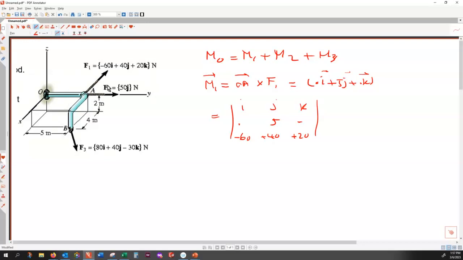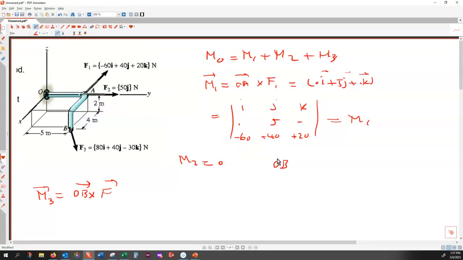And yeah, either way, here you can calculate M1. What about M2? M2, I know that this is 0 because F2 is passing through O. That is equal to 0. And what about M3? That is the position vector of OB multiplied by F. So here I only have to find OB.